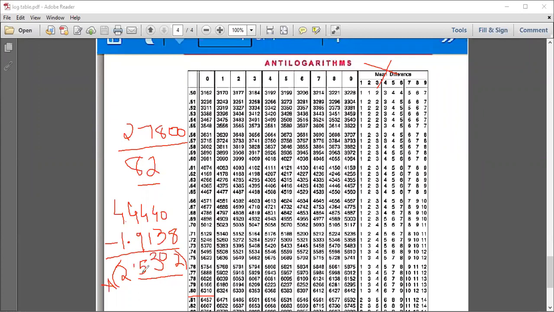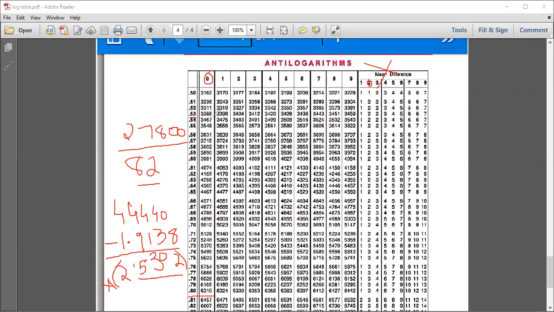So we will look at 53, 0.53 under the column 0, and the mean difference column. Now this time the mean difference column will come. So we will look in mean difference column 2. So 0.53 under 0 is 3388.